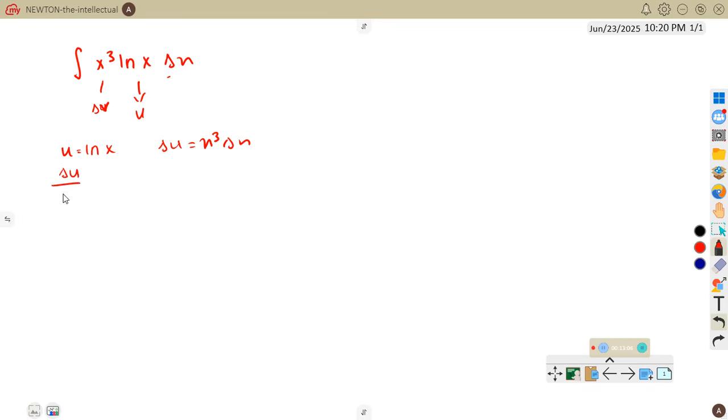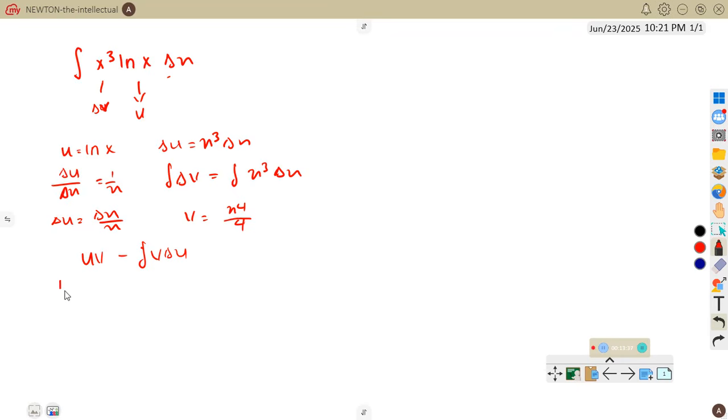So here we differentiate. We have du dx equals 1 over x, and here we're going to integrate. dv equals the integral of x cubed dx. So here we have du is equal to dx over x, and here we have v equals x to the power of 4 over 4. And so from here, we're going to apply our formula uv minus the integral of v du.